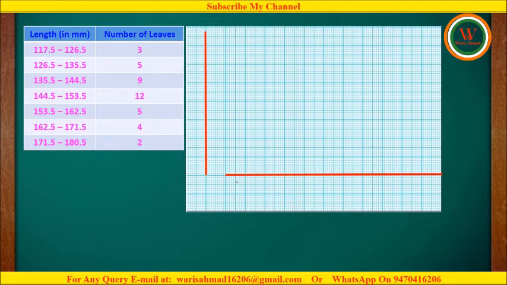After that, we have to put the intervals on the x-axis. From here we can observe the very first interval will be 117.5 to 126.5. So on the very first point we can take 117.5, second one we can take 126.5, next we can take 135.5 and so on. So on this x-axis we have taken all these numbers.